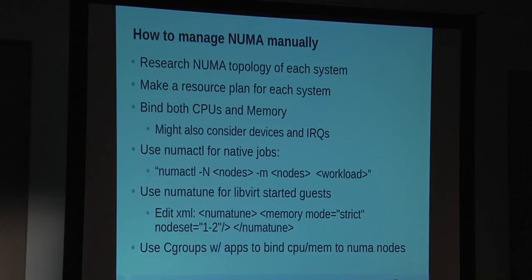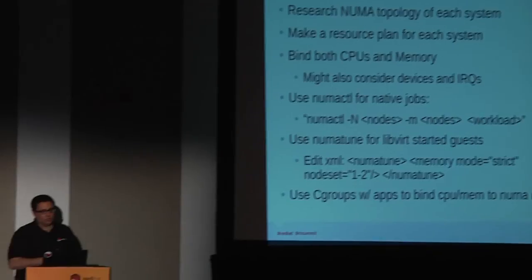And for jobs that you're just going to launch, you can use the numactl command and specify that you want your CPUs and memory to be on the same set of nodes. If you're using libvirt to start your guests, you can actually set things in the XML file, the numatune tag, and tell it which nodes you want your guests to be allocated on. You can also use cgroups with the cpuset controller to bind CPUs and memory to given NUMA nodes.